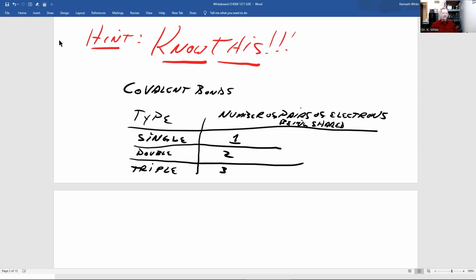You should know the names of the three types of covalent bonds: single bond, double bond, triple bond. You should know how many pairs of electrons are being shared in each bond. Single bond, one pair of electrons. Well, it says, hint, know this. Single bond, one pair of electrons. Double bond, two pair. Triple bond, three pair.